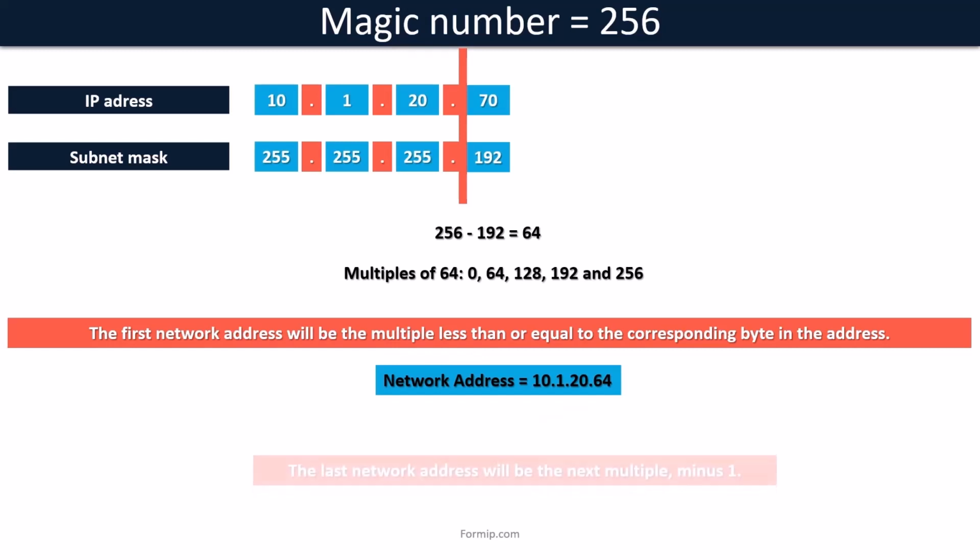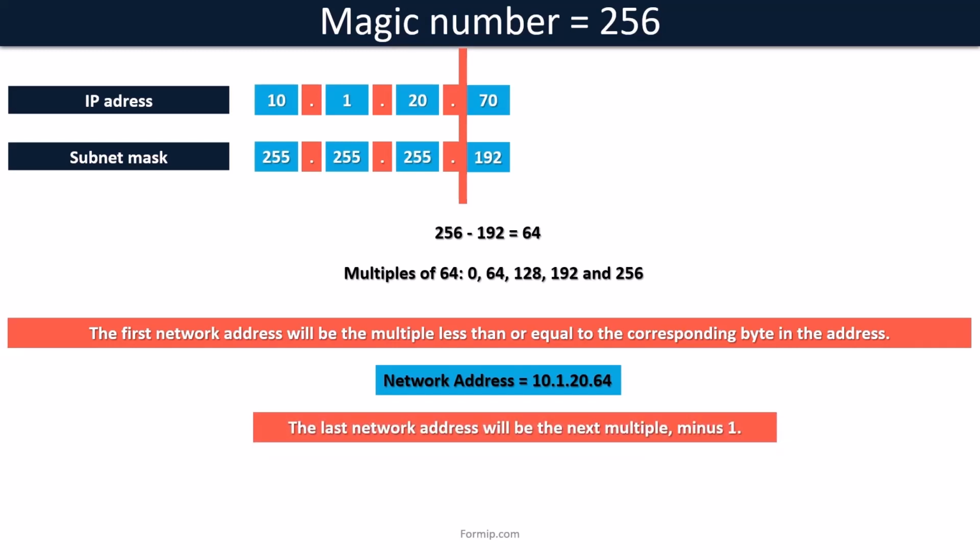The broadcast address, which corresponds to the last IP address of a network, will be the following multiple minus 1. The multiple which follows 64 is 128, from which we subtract 1 to find 127. Thus, the broadcast address is 101.20.70.127. If the significant byte was the third, it would have added a 0 for the network address and 255 for the broadcast address. It comes down to binary, passing all the bits to 0 for the network address and all bits to 1 for the broadcast address.